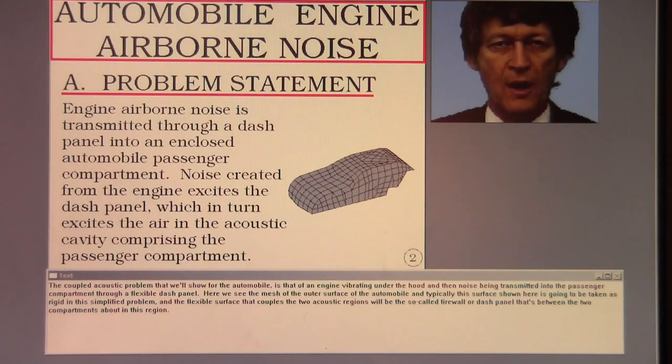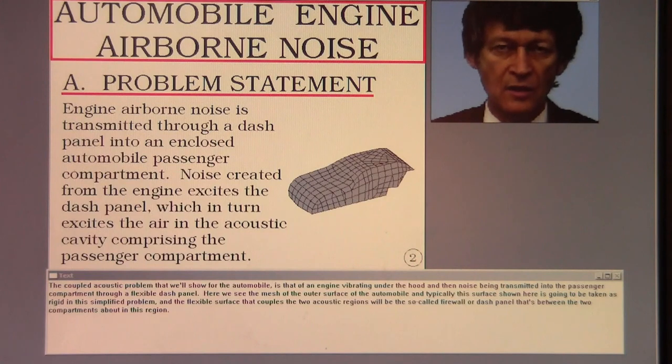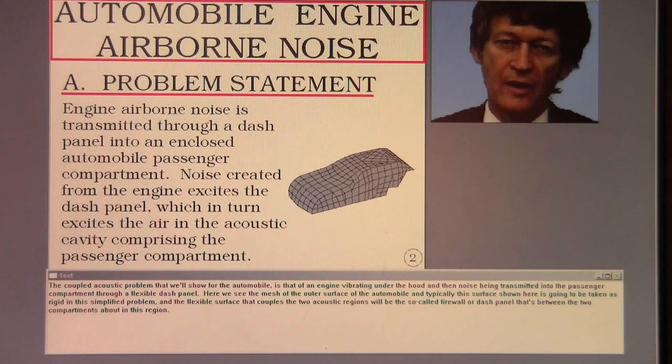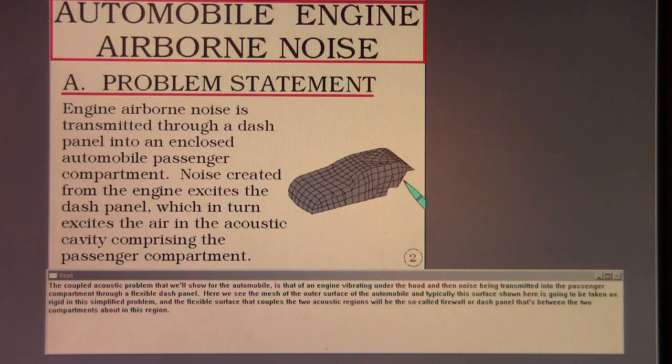The coupled acoustic problem that we'll show for the automobile is that of an engine vibrating under the hood and then noise being transmitted into the passenger compartment through a flexible dash panel. Here we see the mesh of the outer surface of the automobile, and typically this surface is going to be taken as rigid in this simplified problem, and the flexible surface that couples the two acoustic regions will be the so-called firewall or dash panel that's between the two compartments about in this region.